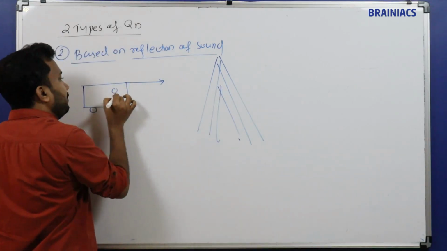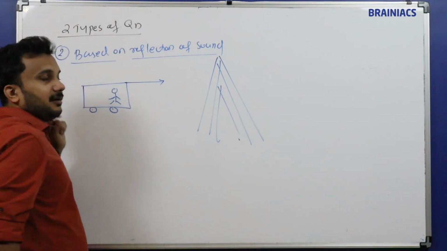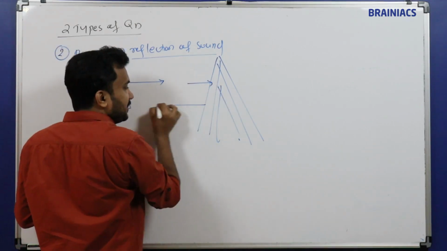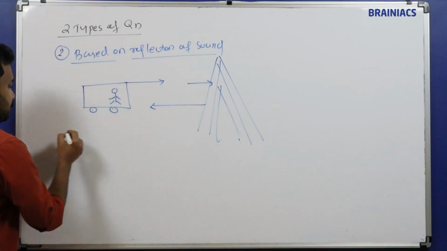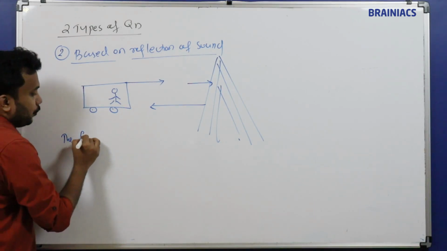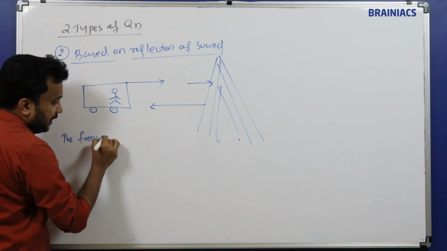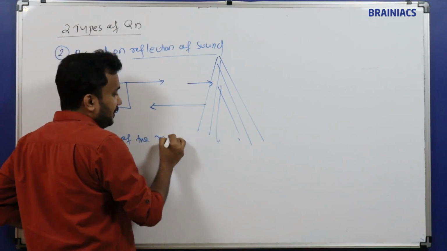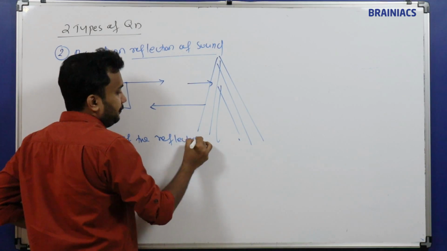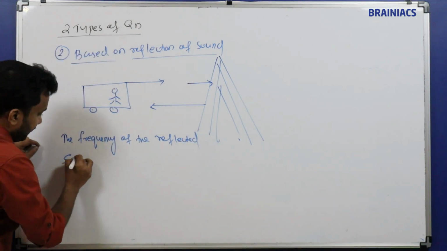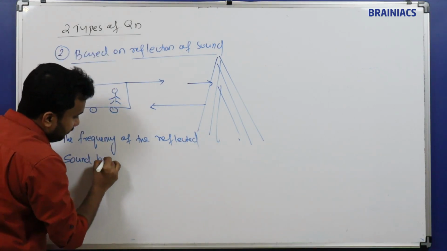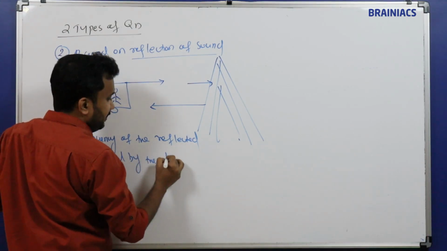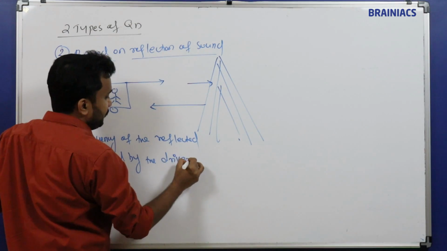So what will be here? A driver will be there in the car. Okay, എന്നിട്ട് ഈ സൗണ്ട് ഇവിടെ വന്ന് ഹിറ്റായി ഈ സൗണ്ട് റിഫ്ലക്റ്റ് ചെയ്യുന്നു. ഓക്കെ, സോ ദ ക്വസ്റ്റ്യൻ വിൽ ബി the frequency. The question will be like this one: the frequency of the reflected sound heard by the driver. ഇതായിരിക്കും ഇതിൻ്റെ ക്വസ്റ്റ്യൻസ് വരുന്നത്.